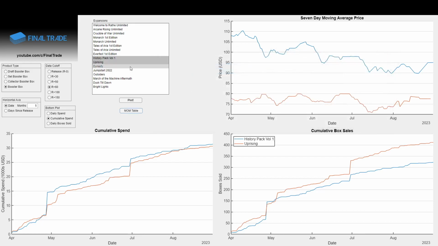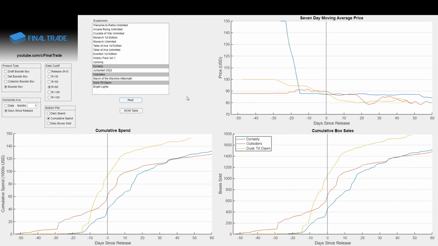Now, I want to change things up here. I'm going to show Dynasty, Outsiders, and Dust Till Dawn, and I'm going to put them all together since those are the 3 most recent sets. And of course, the interesting thing, I've talked in previous months about how Dynasty eventually outpaced Outsiders on cumulative spend. This is total number of dollars spent, and I've changed this horizontal axis to line up the release day of all 3 of these products, so showing their relative life cycles next to each other and how they were doing comparatively at the same point in each of their lives.